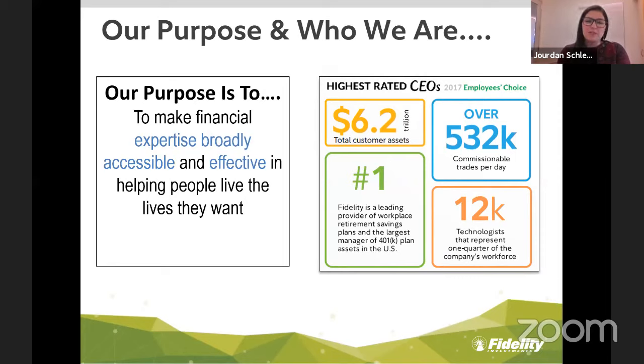In terms of our purpose and who we are, our purpose is to make financial expertise broadly accessible and effective in helping people live the lives they want. One of our biggest aspects here is spreading that financial literacy to those clients that have accounts with us and to the community around us. That's a really big attribute that we focus a lot on, because the more we can share that knowledge and provide education and information about personal finance, the better off people will be, and the better decisions they can make for themselves.